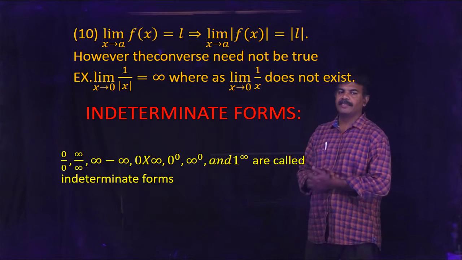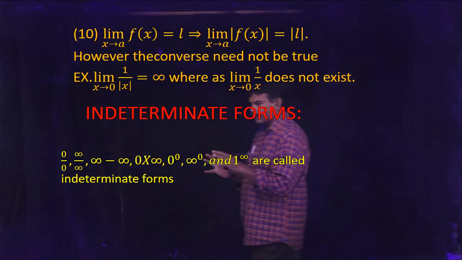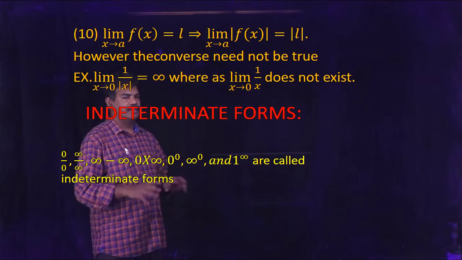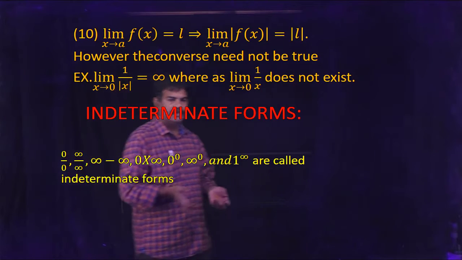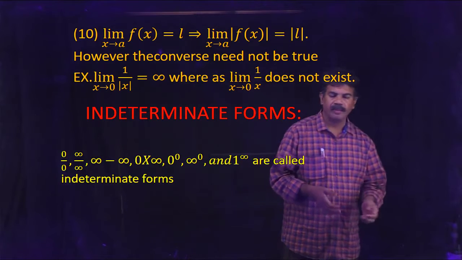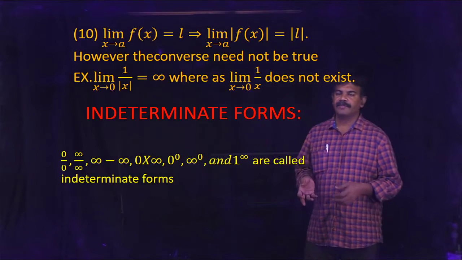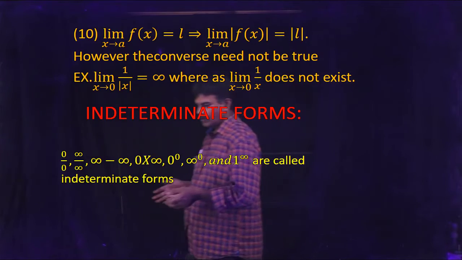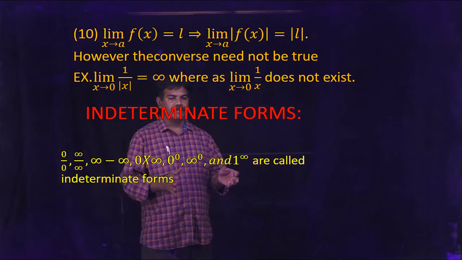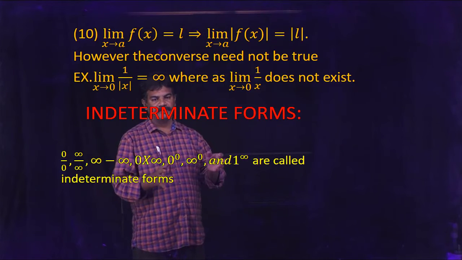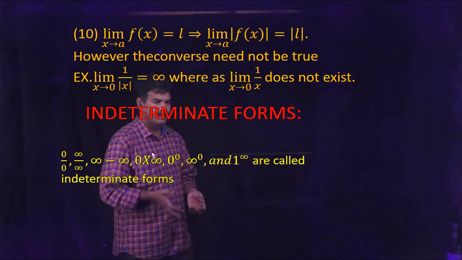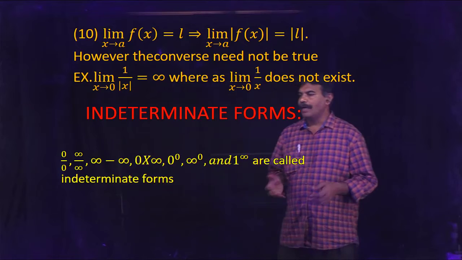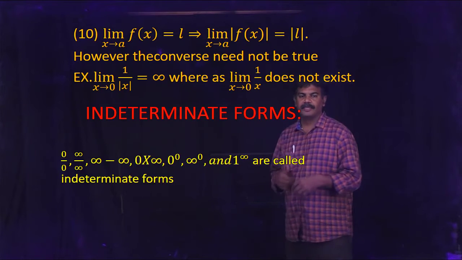Next is indeterminate forms. When the given limit value is in the form 0/0, infinity/infinity, infinity minus infinity, 0 times infinity, 0 power 0, infinity power 0, or 1 power infinity, these are called the indeterminate forms. So first we apply the limit that is given.